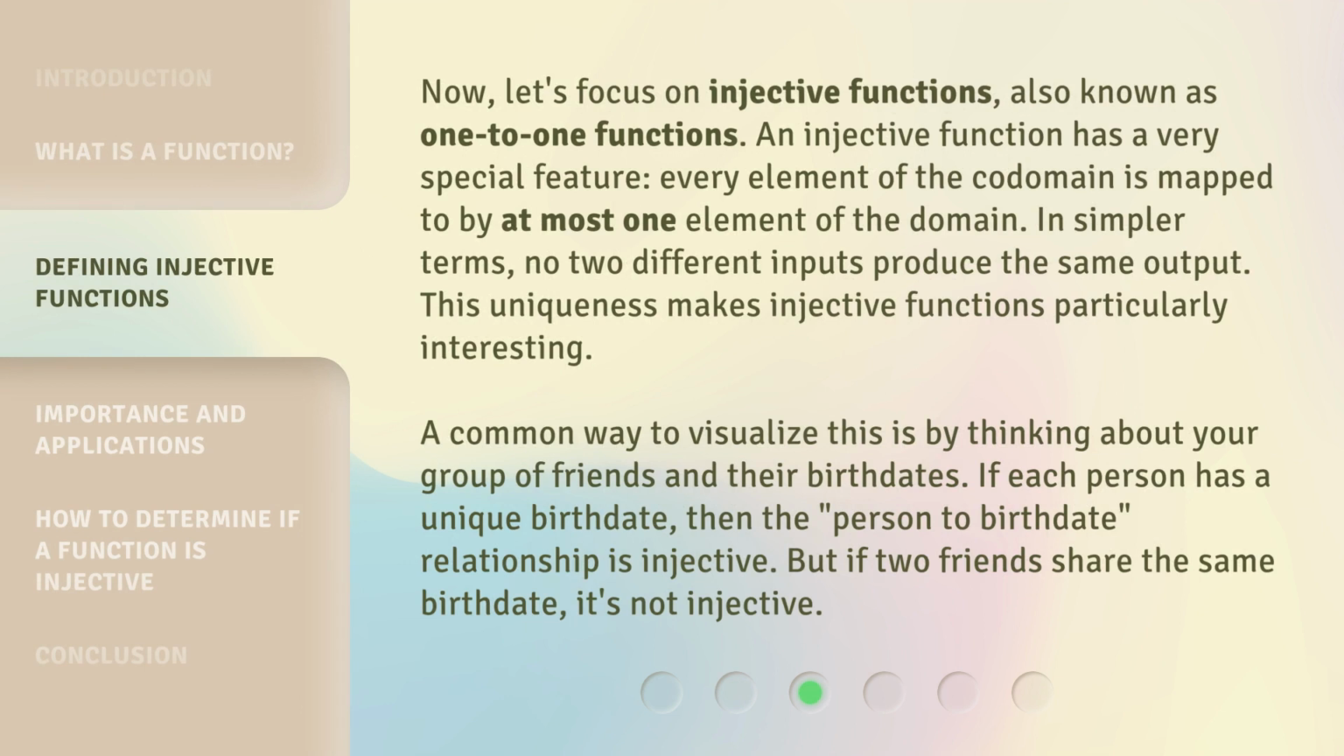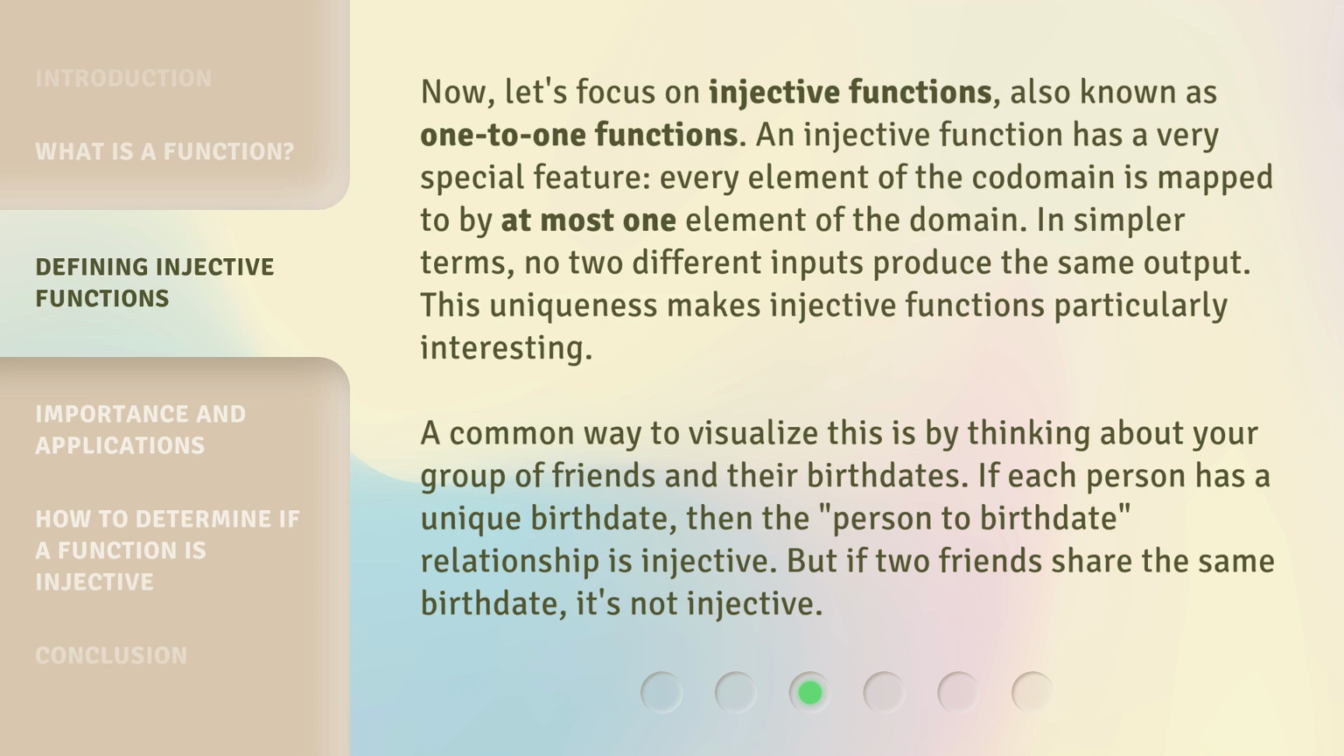Now, let's focus on injective functions, also known as one-to-one functions. An injective function has a very special feature. Every element of the codomain is mapped to by at most one element of the domain. In simpler terms, no two different inputs produce the same output. This uniqueness makes injective functions particularly interesting.